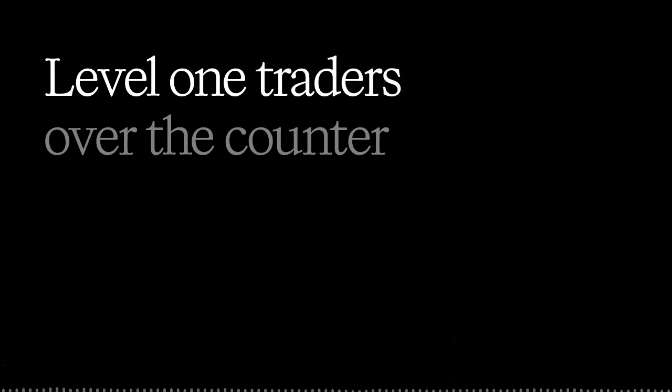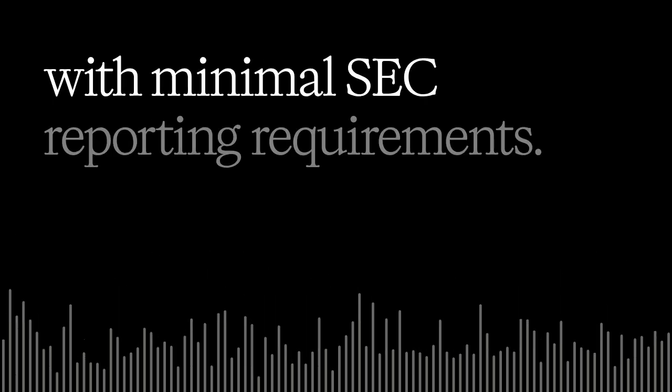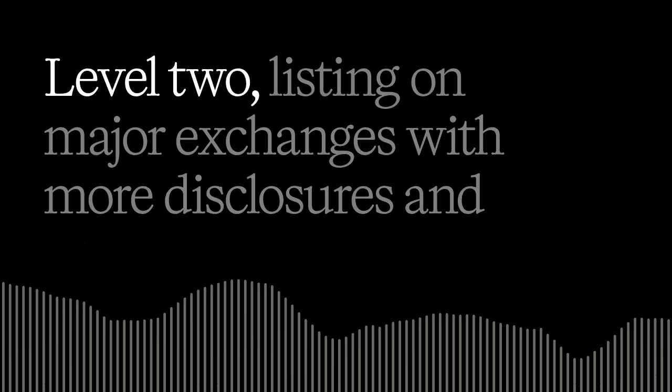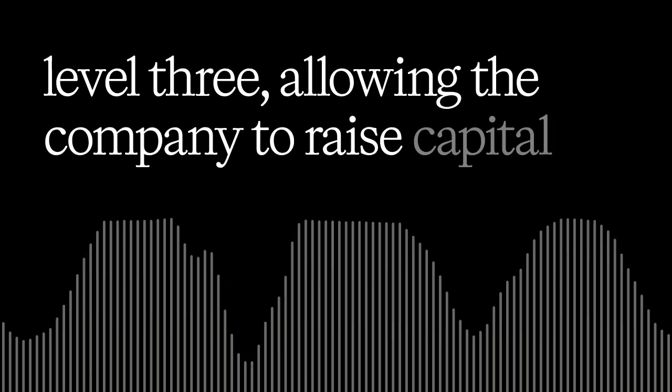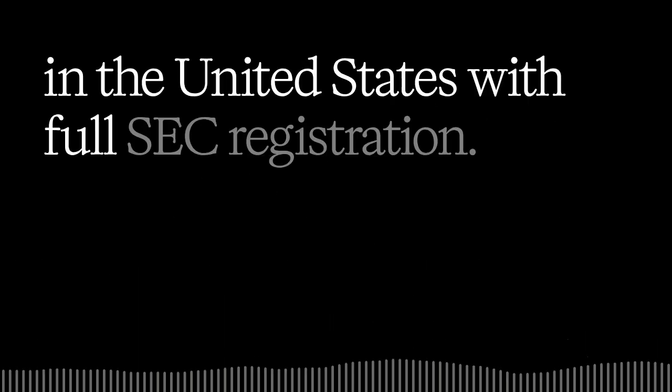Level 1, trades over the counter with minimal SEC reporting requirements. Level 2, listing on major exchanges with more disclosures. And Level 3, allowing the company to raise capital in the United States with full SEC registration.